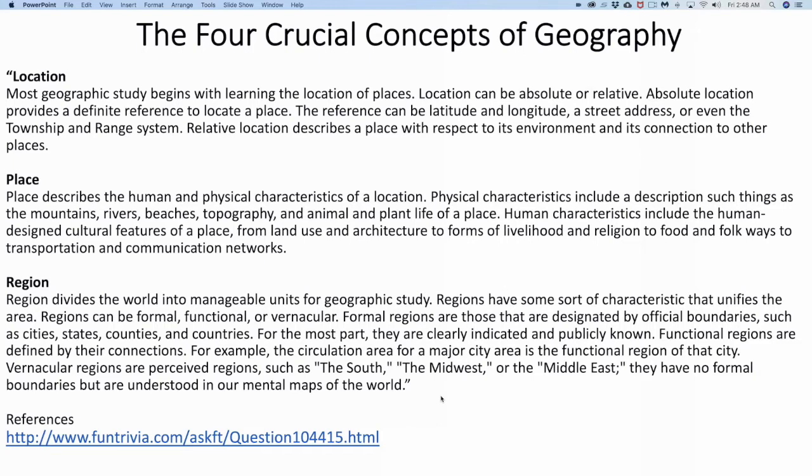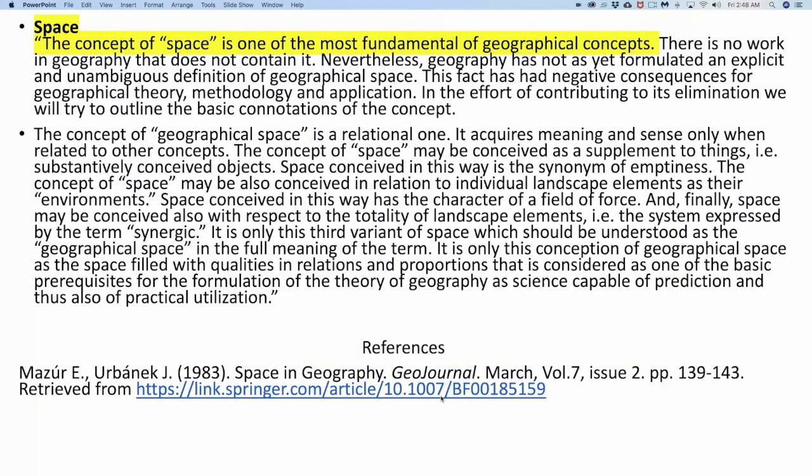So vernacular regions have no exact formal boundaries. Rather, these are cognitive maps. These are maps that we have in our heads in order to designate for ourselves certain regions of the world.